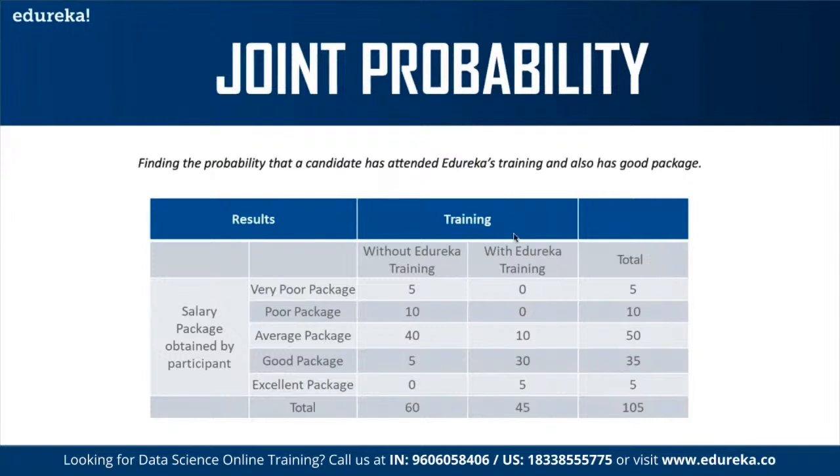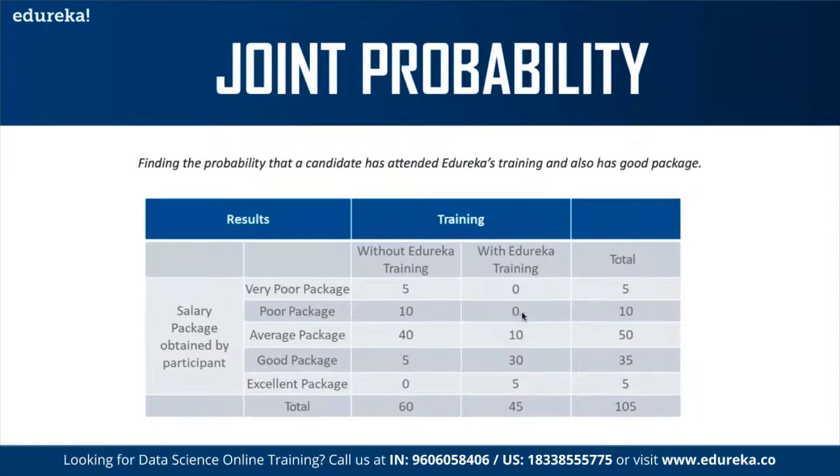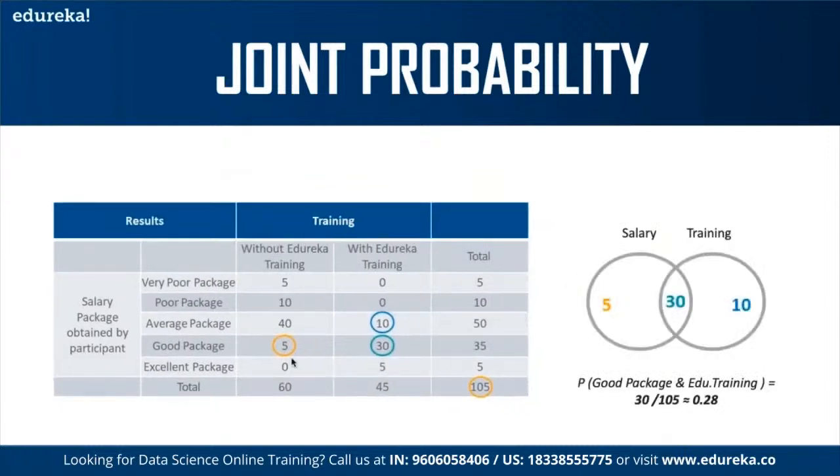In the same way, if we had to find the probability that a candidate has attended Edureka's training and also has a good package, then we simply add the good packages with training and without training and divide by the total number of packages. 30 is the common figure, and the total number is again 105. And for those students who have a good package with Edureka training, it is the good package with Edureka training divided by the total number of participants.